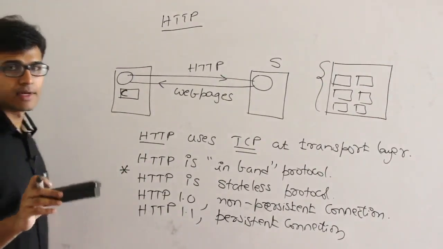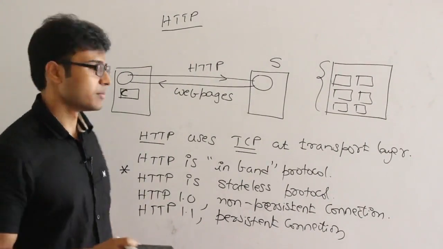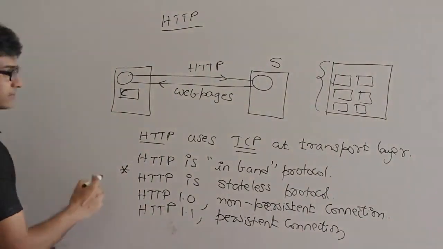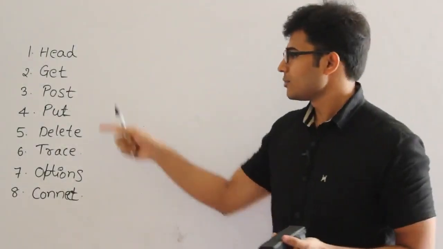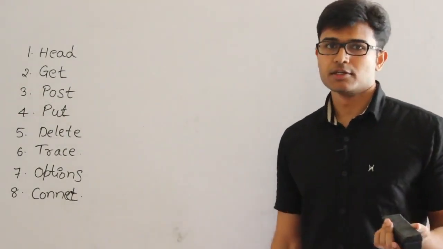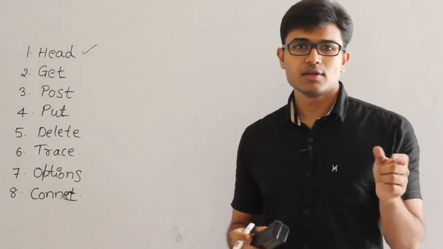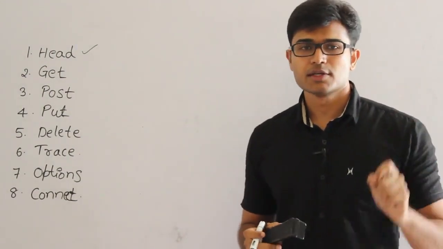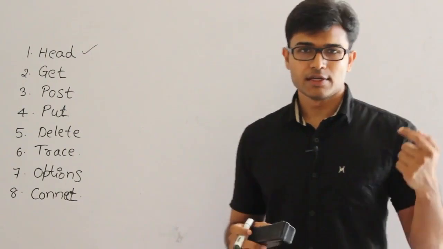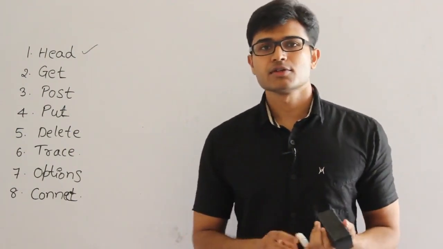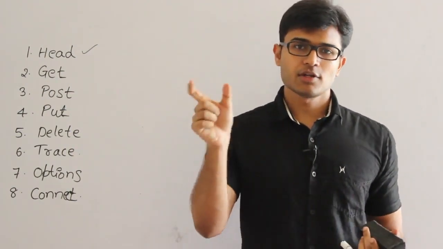And let's see what are the methods that are supported by HTTP. These are the 8 popular methods which are generally used in HTTP. One is head. If you use this method, you are supposed to get the header of the web page, which means you are not interested in getting the entire web page, you are just interested in the metadata about the web page.